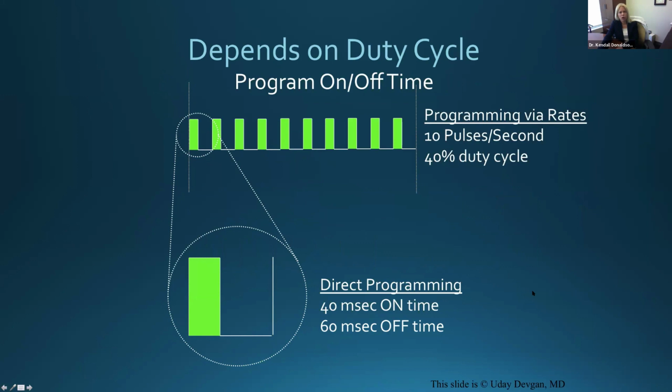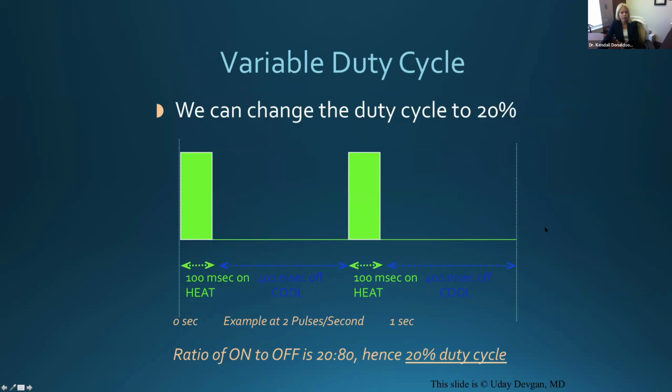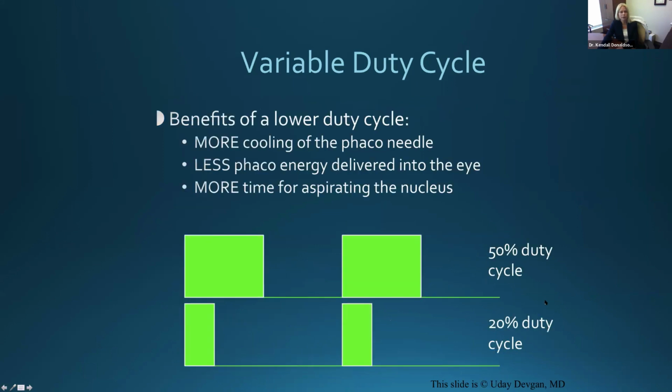So this is all dependent on the duty cycle. So you program how much time you want the energy on versus how much time you want the energy off, okay? And these are examples of variable duty cycles, again, just customizing it for each individual surgeon, trying to reduce the amount of energy delivered to the eye. So this is an example, on 20%, off 80%, or 20% duty cycle.